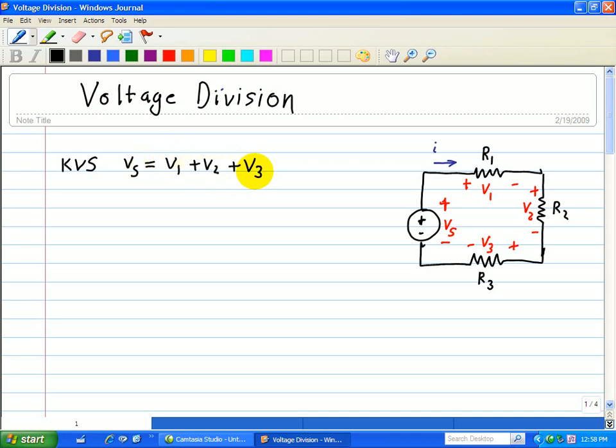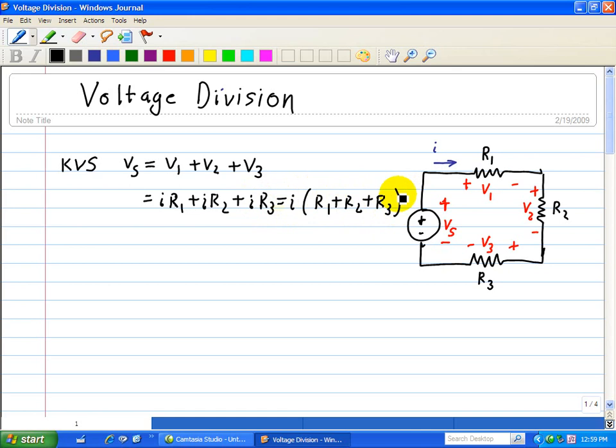Now, since these are resistors, we can use Ohm's law, and we note that since they're connected in series, this current I goes through R1, R2, and R3. So that's simply equal to I R1 plus I R2 plus I R3. We can factor out the I, so we have Vs equals I times (R1 plus R2 plus R3).